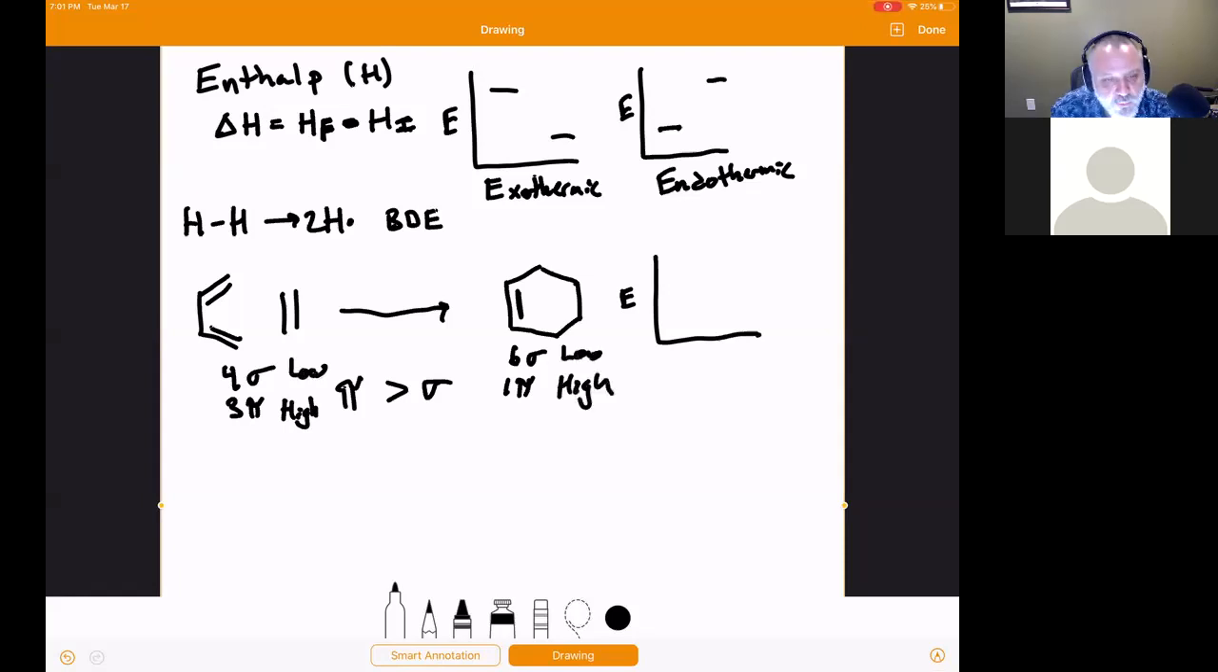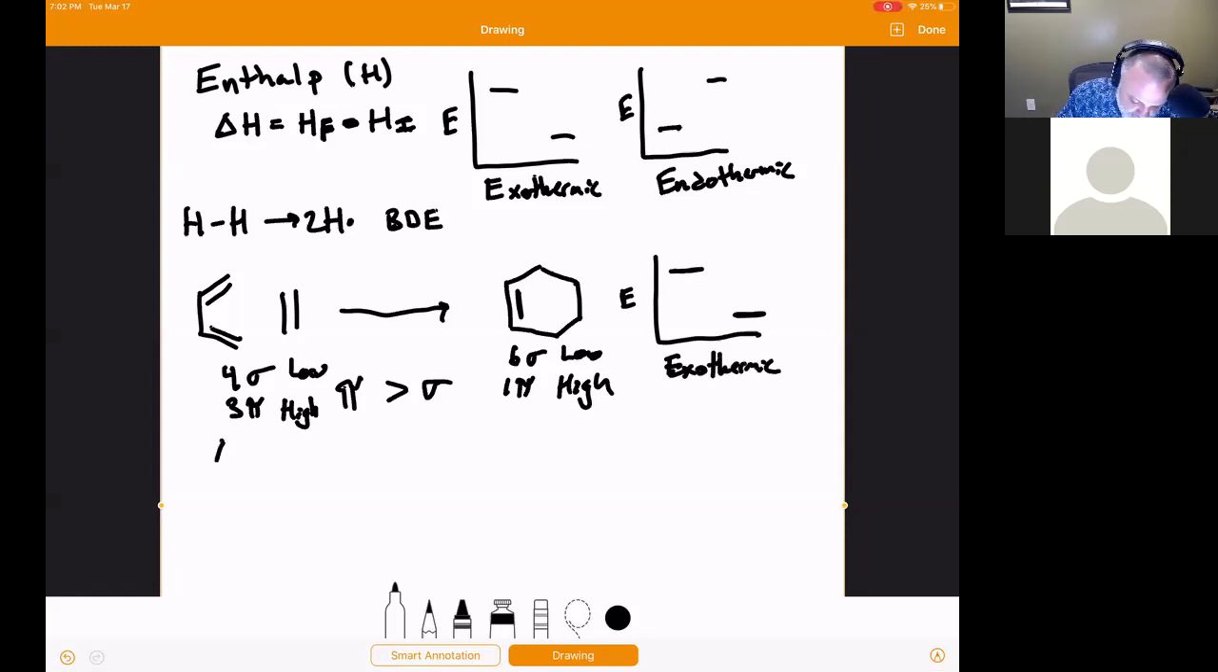But in this case, we would say, well, what do we have? Do we have more high things or more low things? Well, on the reactant side, we have more high things than we do on the product side. So that means that in a very basic, qualitative sort of way, we could say that the reactants are higher energy than the products. And by that way, we can say the products are lower energy than the reactants. And that means we can draw this particular graph, and we can say that this is an exothermic reaction.